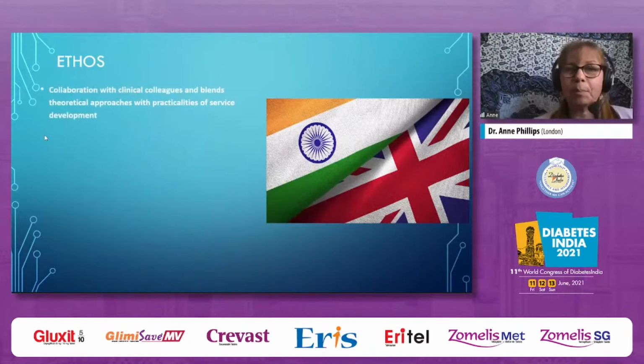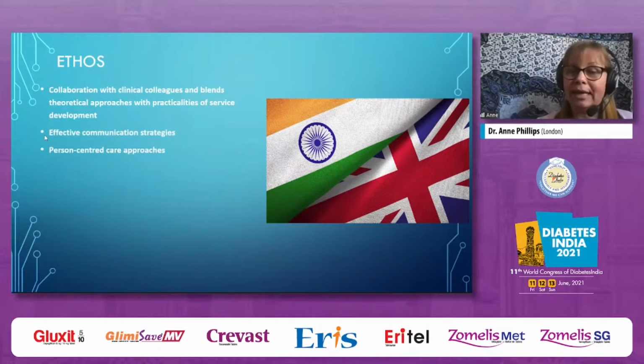So the ethos of our programme is that it's a collaboration between the UK and India. It's a collaboration within clinical practice, and the whole concept of the programme is about improving and advancing diabetes care accordingly. So we've also got to think of the practicalities of service development and effective communication. How do we reach our local populations? How do we reflect the diabetes care for the local populations where the students are practicing within?